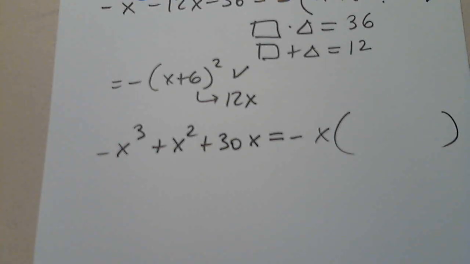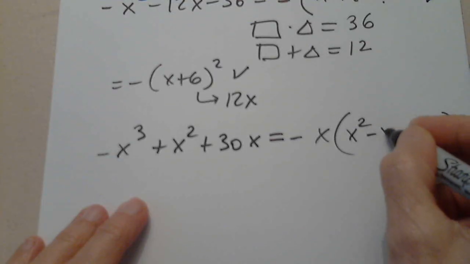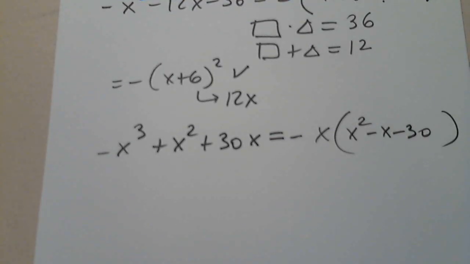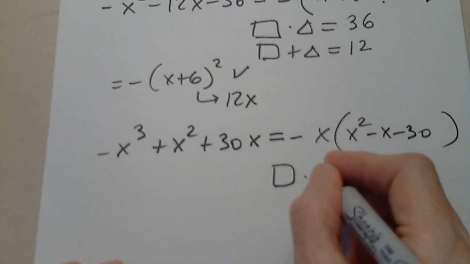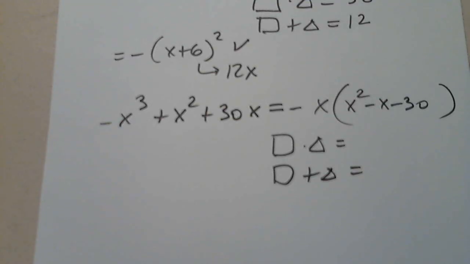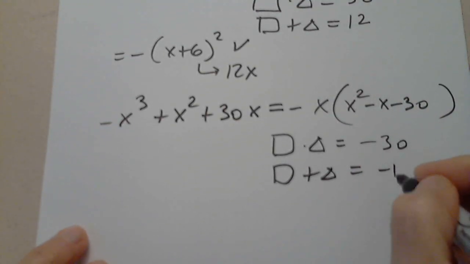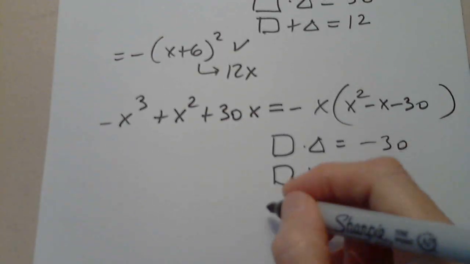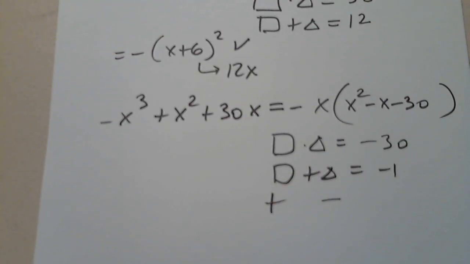So, what do we do next? x squared minus x minus 30. So then we have x squared minus x and minus 30. Perfect. Now we are looking for two numbers whose product is -30 and whose sum is -1. Because the product is negative, we know immediately that one has to be positive and one has to be negative. Since the sum is negative, the negative number has to be larger in magnitude.